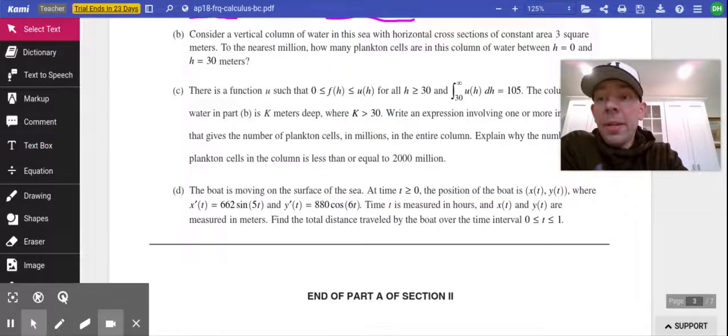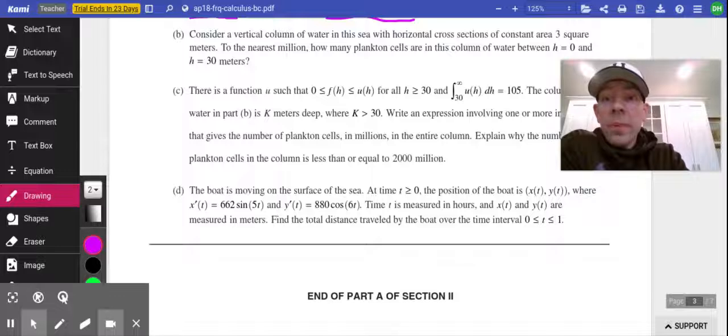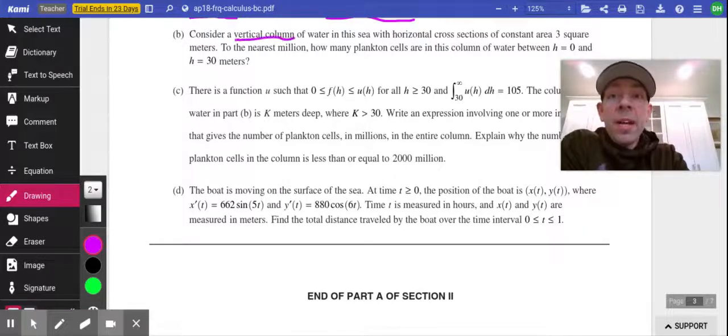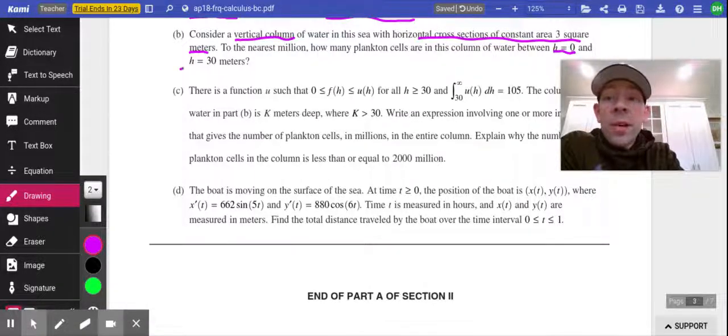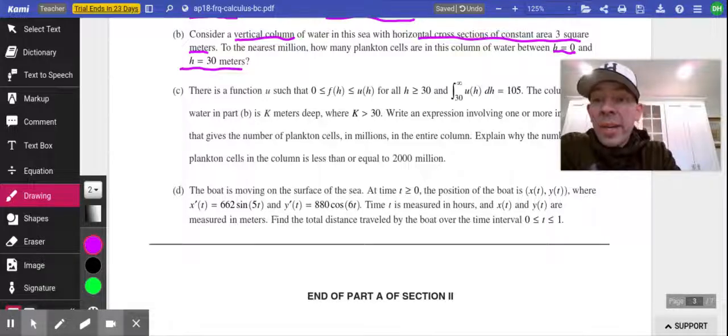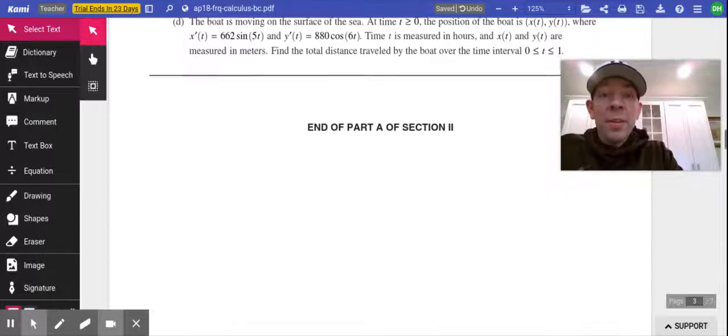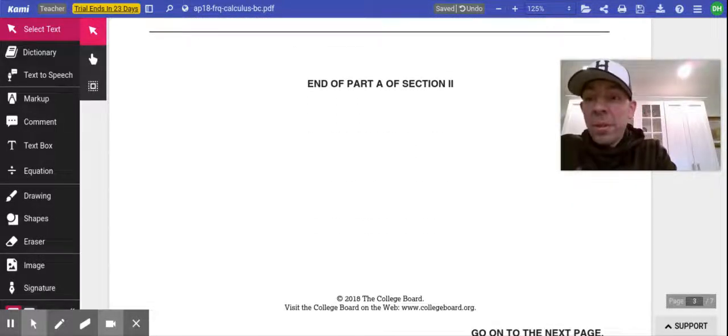All right, here we go. Part B, consider a vertical column straight down through the water, and every horizontal cross section has a constant area of 3 square meters. Interesting. Okay. To the nearest million, how many plankton cells are in this column of water, starting from basically the surface of the water onwards down to 30 feet deep? So again, I don't know if I'm going to be able to draw the best picture here to describe what they're saying, but I'm going to give it a shot.